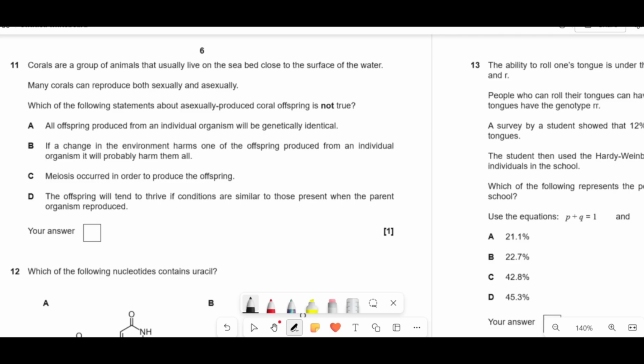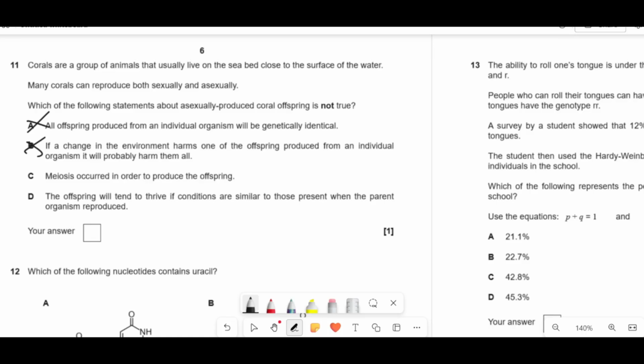So corals are a group of animals that usually live on the seabed close to the surface of the water. Many corals can reproduce sexually and asexually. Which of the following statements about asexually produced coral offspring is not true? All offspring produced from an individual will be genetically identical. Well, that is true because they do mitosis to do that. If a change in the environment harms one of the offspring produced from an individual, then it'll probably harm them all. Yes, because they're all clones of the original, so that's out.